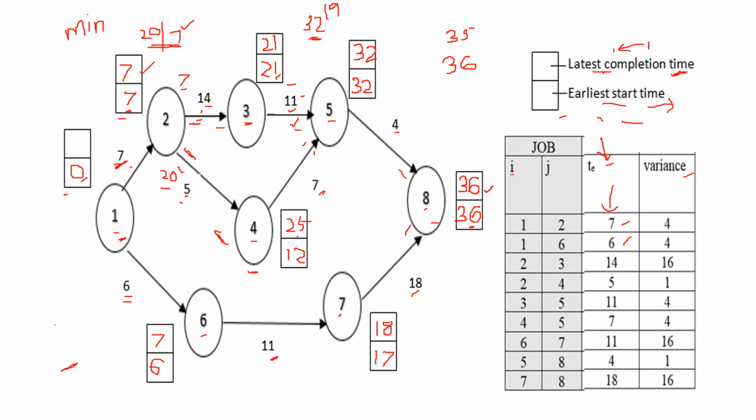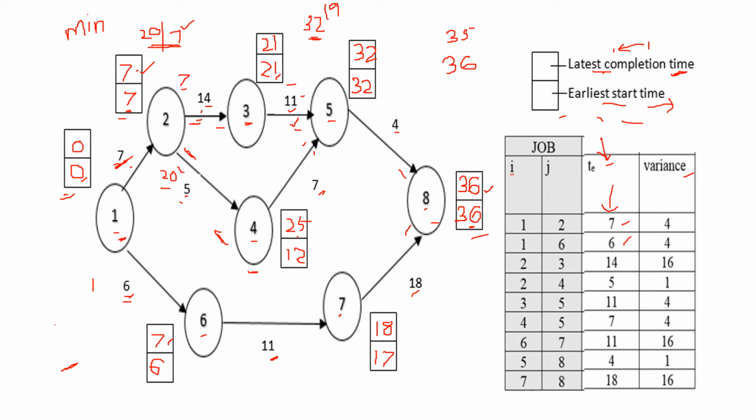7 minus 7 is 0, and 7 minus 6 is 1. So which is the minimum? 0 is the minimum, right? So you have to write 0 here. The thing you have to notice is, for the starting node, both the times will be 0, and for the end node, both the times will be the maximum one.